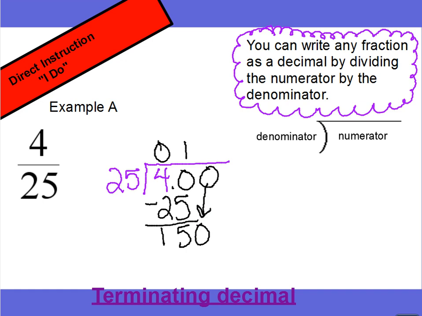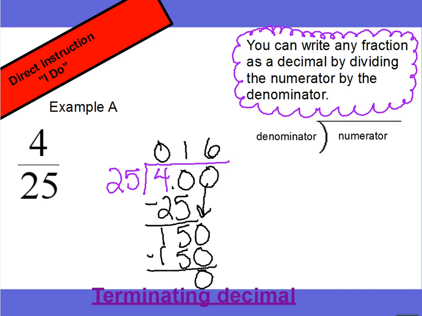25 goes into 150. If I think once again about quarters, $1.50 makes up 6 quarters. So my answer is a 6. When I subtract, I have no remainder.